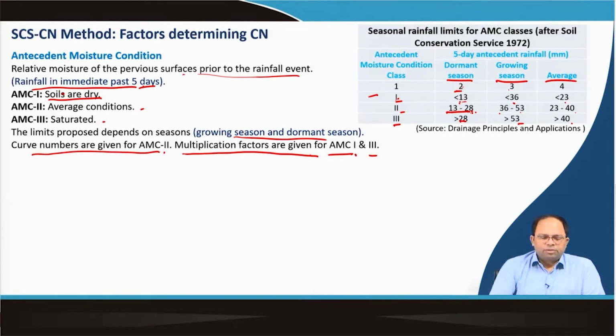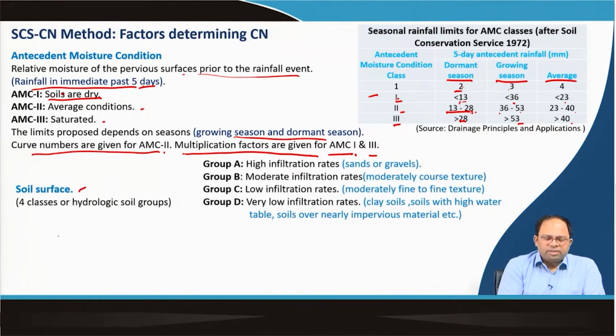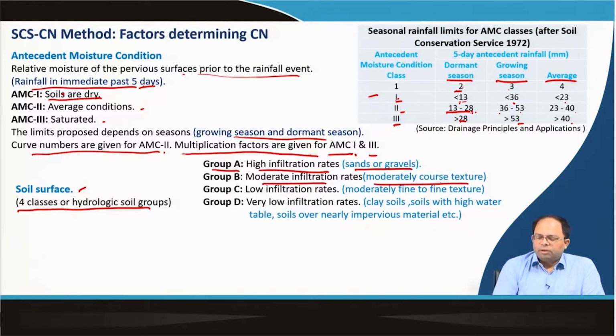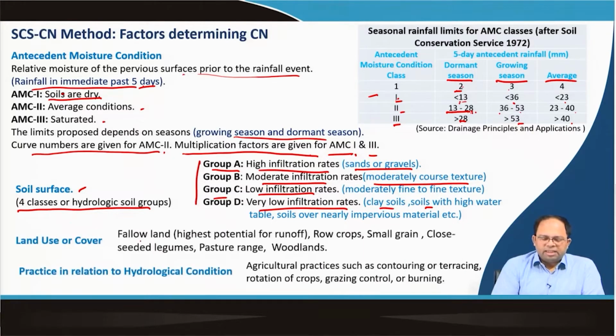So, that is the first step that you have to do. Then, based on the soil surface, there are 4 classes of hydrologic soil group. Group A has high infiltration rates, that is sand and gravel; group B, moderate infiltration, moderately coarse texture; group C has low infiltration; and group D has very low infiltration, for clayey soils, soils with high water table, and so on. Similarly, land use or land cover also changes, like fallow land, row crops, small grain, pasture, range, woodland. These are mostly for suburban or rural areas, not for urban areas. And practice in relation to hydrologic conditions, like agricultural practice such as contouring or terracing, rotation of crops, all these things also influence the curve number.